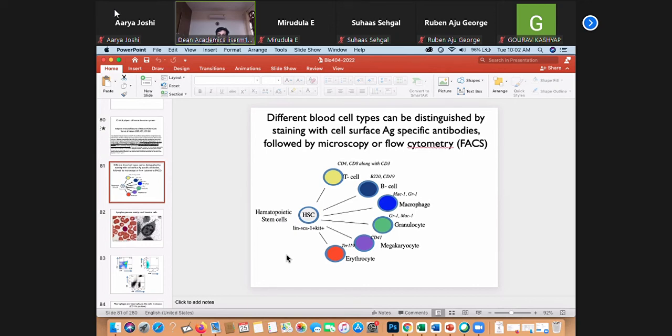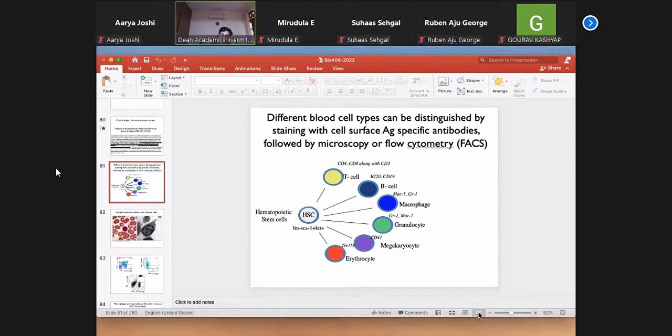So you start with hematopoietic stem cells, which can be identified by Lin negative, Sca-1 positive, and Kit positive, right? And these cells then further differentiate into one lineage or the other. For example, if these cells have to give rise to T cells, they express these markers, CD3, right? Along with either CD8 or CD4.